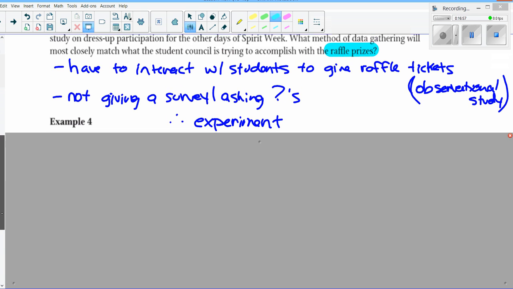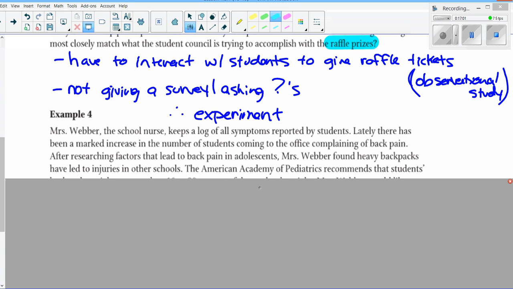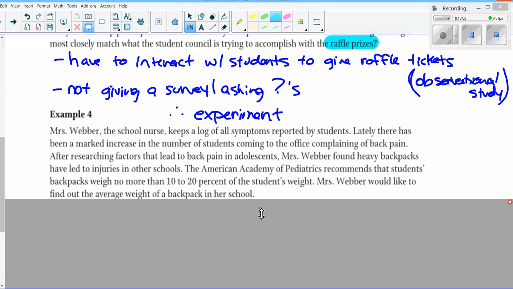And then example 4. So again, pause where you need to. Example 4 says, Mrs. Weber, the school nurse, keeps a log of all symptoms reported by students. Lately, there has been a marked increase in the number of students coming to the office complaining of back pain.